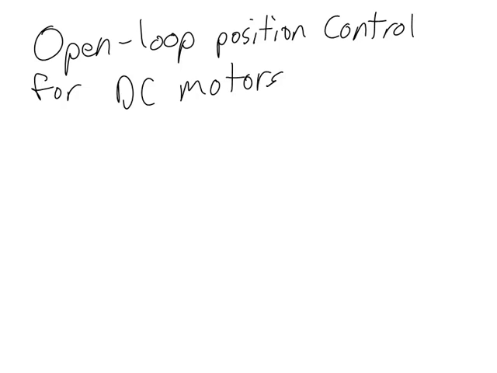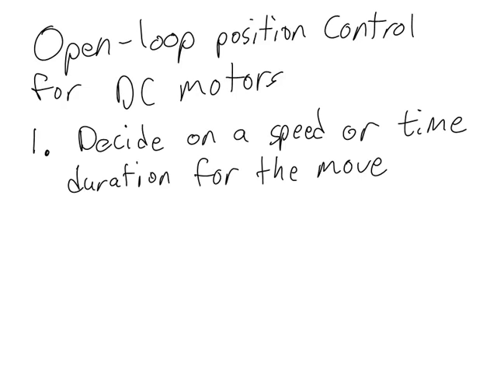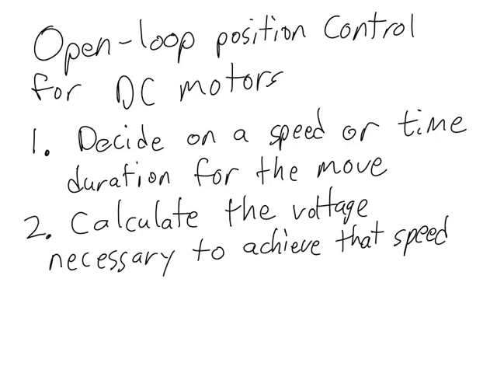In summary, here's how open loop position control for DC motors works. Step 1 is to decide on either a speed or a time duration for the move. Step 2 is to calculate the voltage necessary to achieve the speed that you set in Step 1.